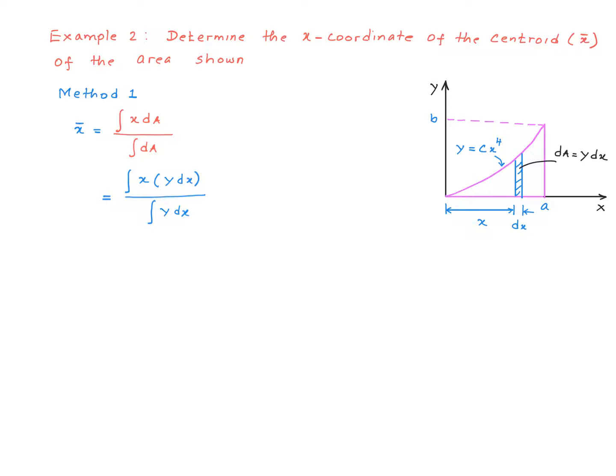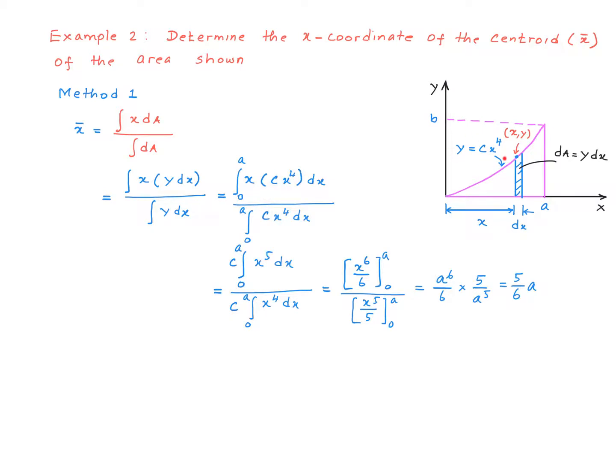These are single integrations. We only have dx in these integrations, not dx times dy, right? Therefore, we need to express y as a function of x in order to perform these integrations. Now remember, y is the coordinate of a point that lies on this curve, right? And for any point on that curve, this expression is valid. y equals c times x to the power of 4.